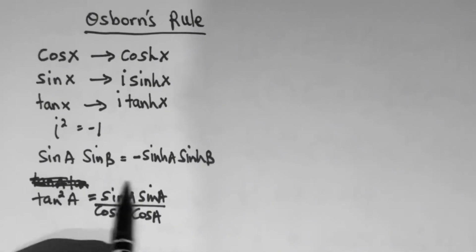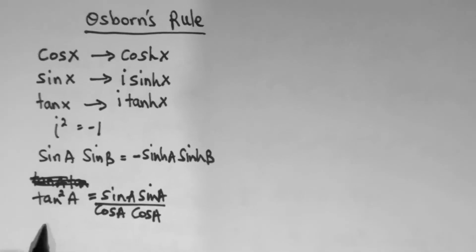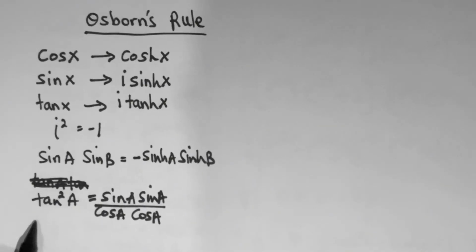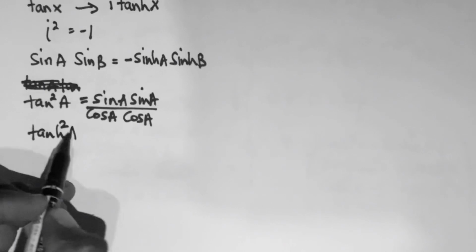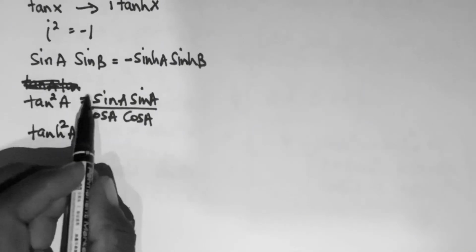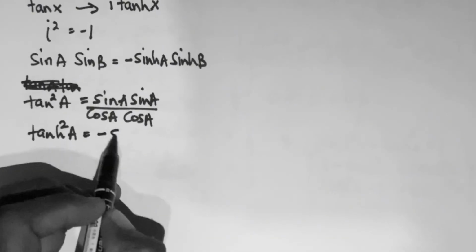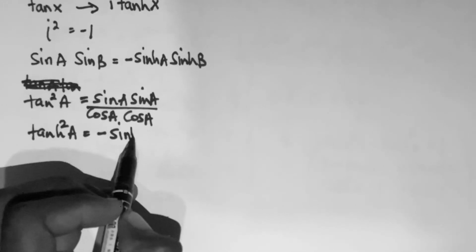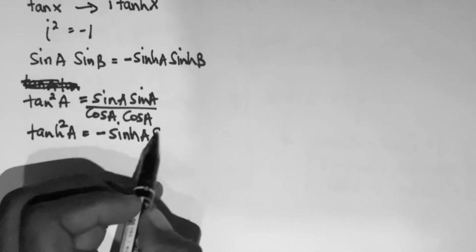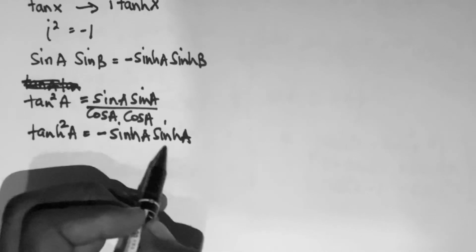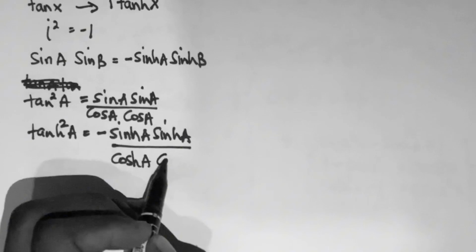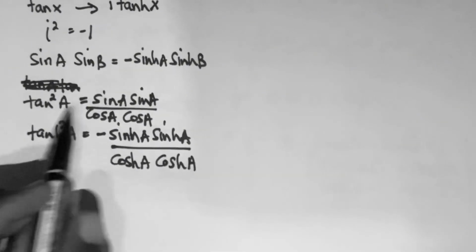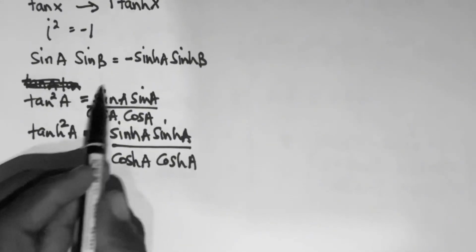So because this is a product of 2 functions, then in terms of the hyperbolic tangent function, tan squared A becomes hyperbolic tan squared A equals, now this becomes minus sinh A divided by cos A, because we have a product of 2 sine functions.